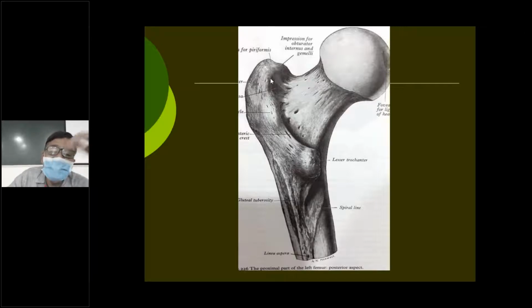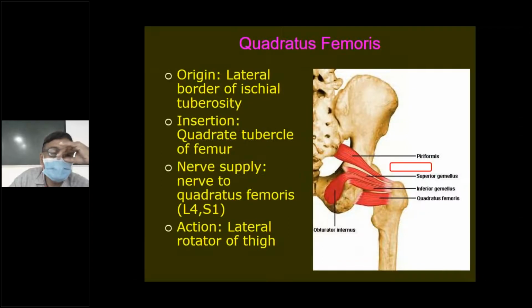Connecting them anteriorly is the intertrochanteric line, but posteriorly there is an appreciable ridge here. This is called the intertrochanteric crest. On the crest, look at this elevation. This is the quadrate tubercle, that is the insertion of the quadratus femoris muscle.